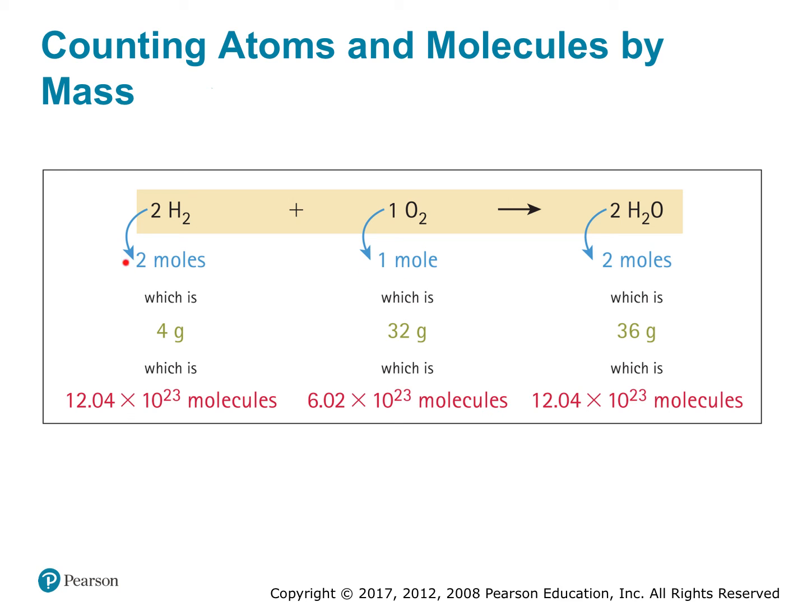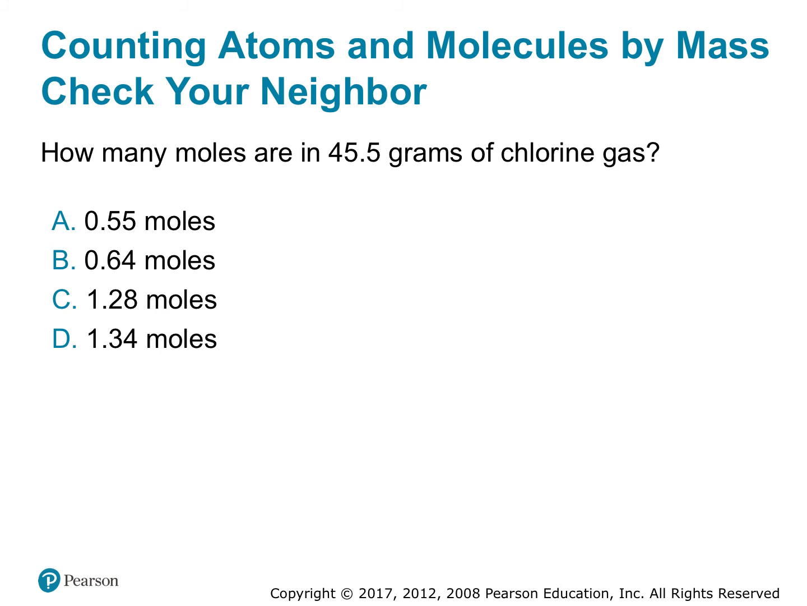1 mole. Here I've got 2 moles, which is double. That's why it's 12.04. Here I've got 6.02. And then this guy here tells me I've got 2 moles of water molecules. And again, that gives me 12.04 times 10 to the 23rd molecules. Okay, so let's look at another example.